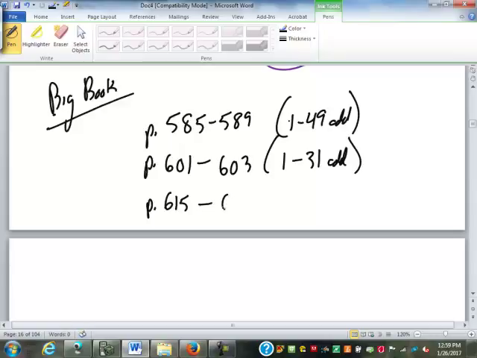Page 615 through 616, 1 through 15, the odds. That's the area of boxes. So for right now, that's going to be your first set of homework. We'll come back at about 1:20, 1:30 here, and we'll lecture a little bit more. We'll talk a little bit more.